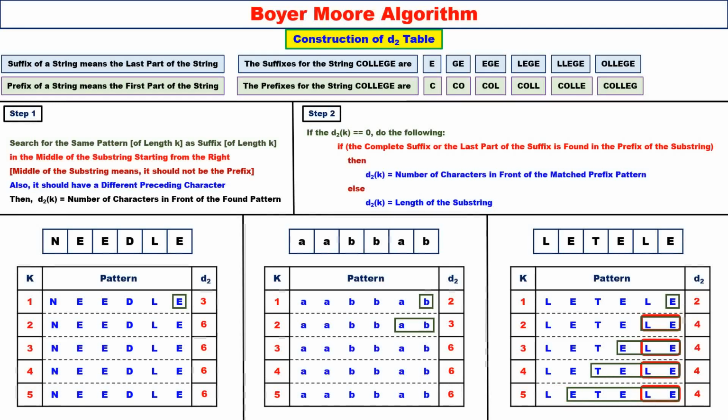I think these two steps are very important. This is an important component of Boyer-Moore. First, you apply step number 1. Then you apply step number 2. In step number 1, whatever D2 value you have decided, don't disturb that. In step number 2, you should consider only those patterns for which D2 value is equal to 0. That is the condition. D2 of K is equal to 0. Do the following.